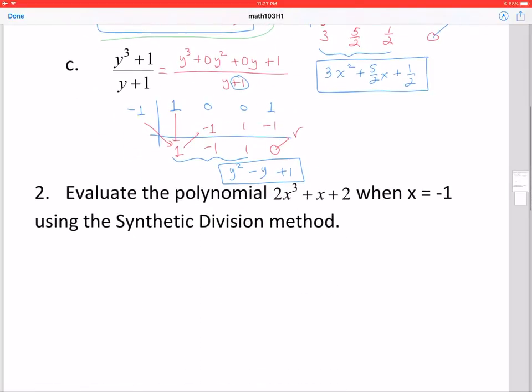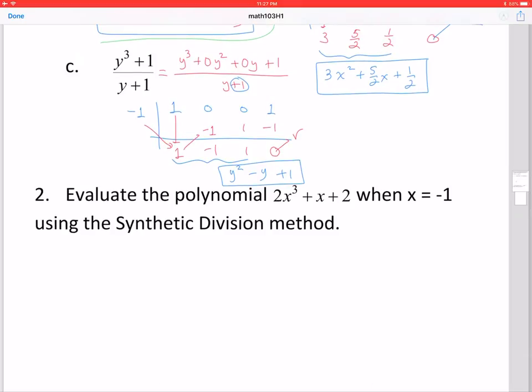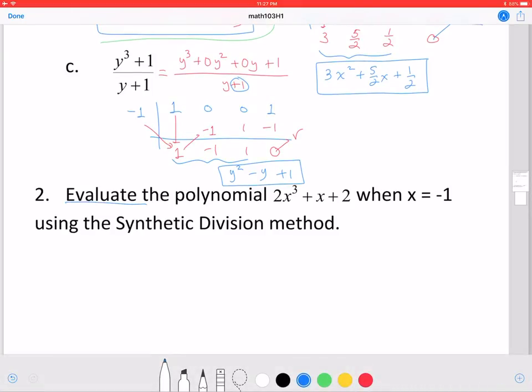And the last problem. I know this is not a polynomial division problem. It is evaluating a polynomial, but it can be done almost the same way as synthetic division. Here, when x is equal to negative 1, the only difference is that we don't change the sign. It stays as negative 1. And be careful, there is a missing x squared term, like a 0x squared. So my coefficients are 2, 0, 1, 2.